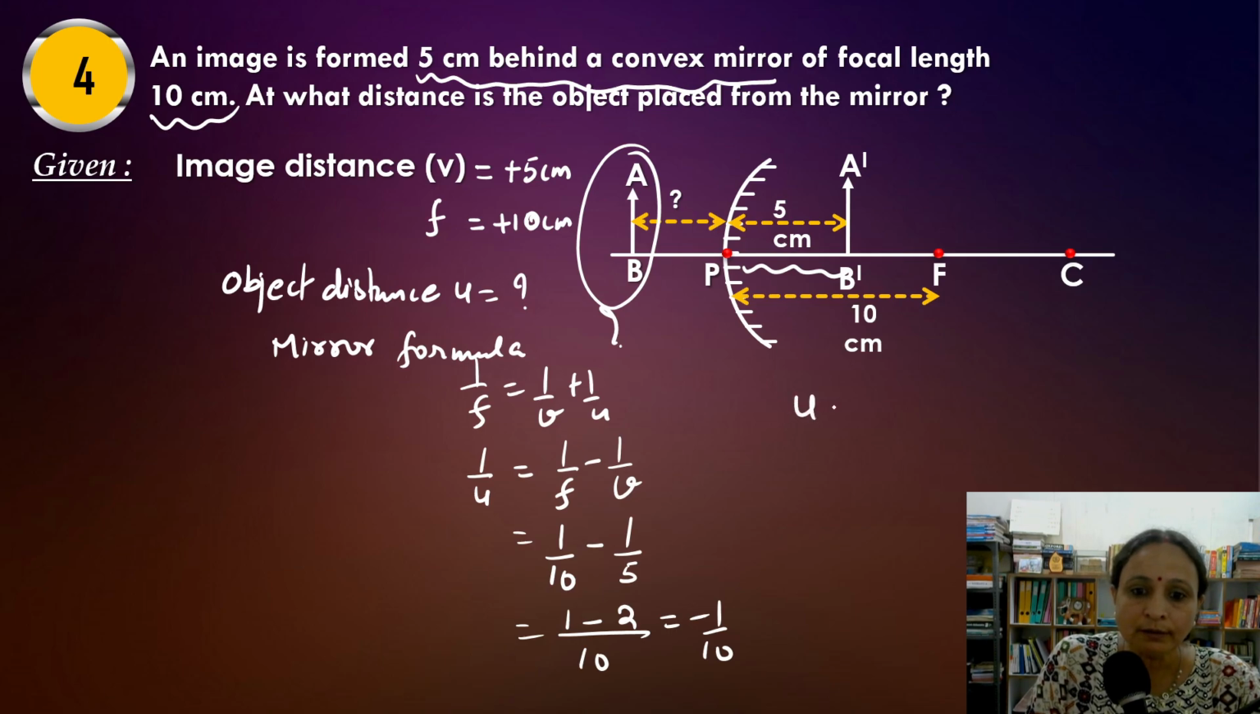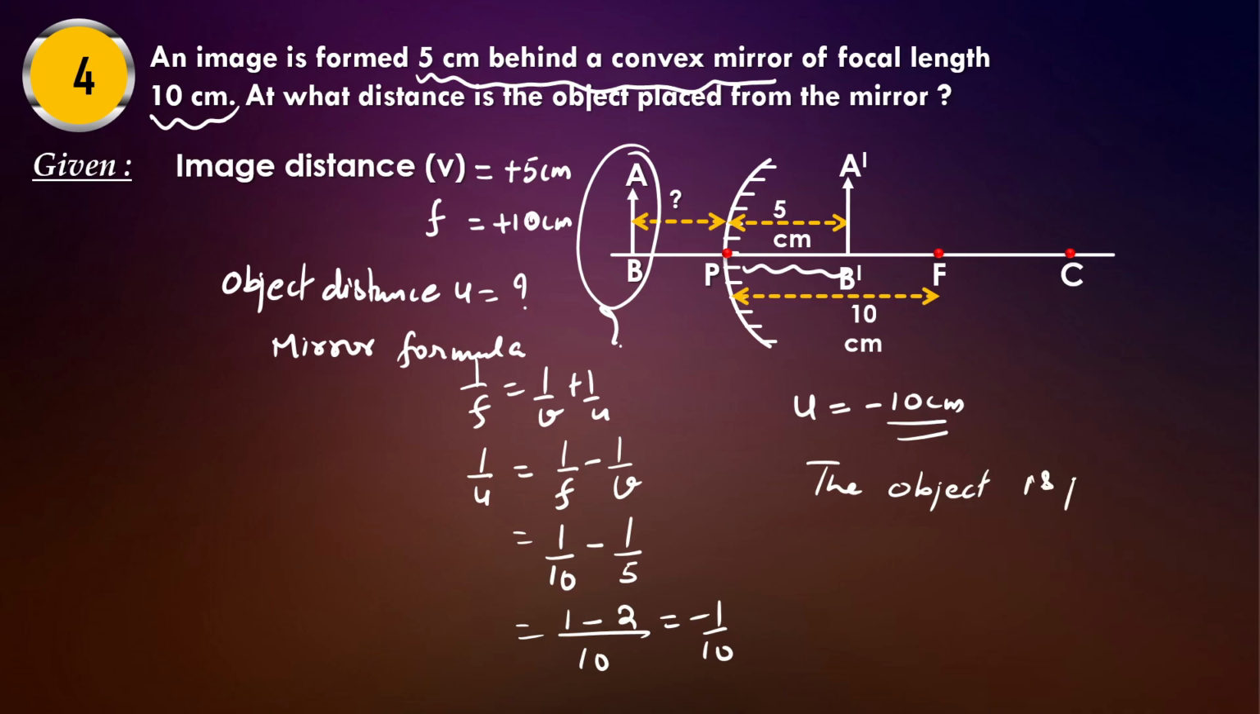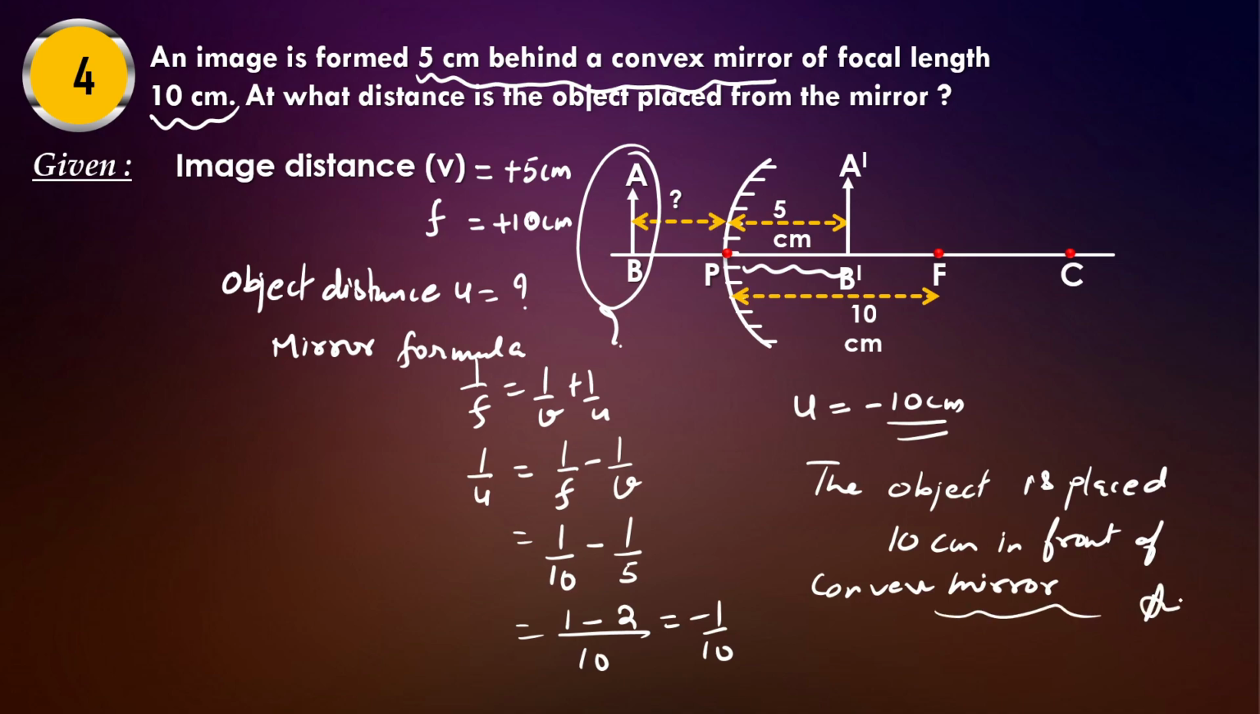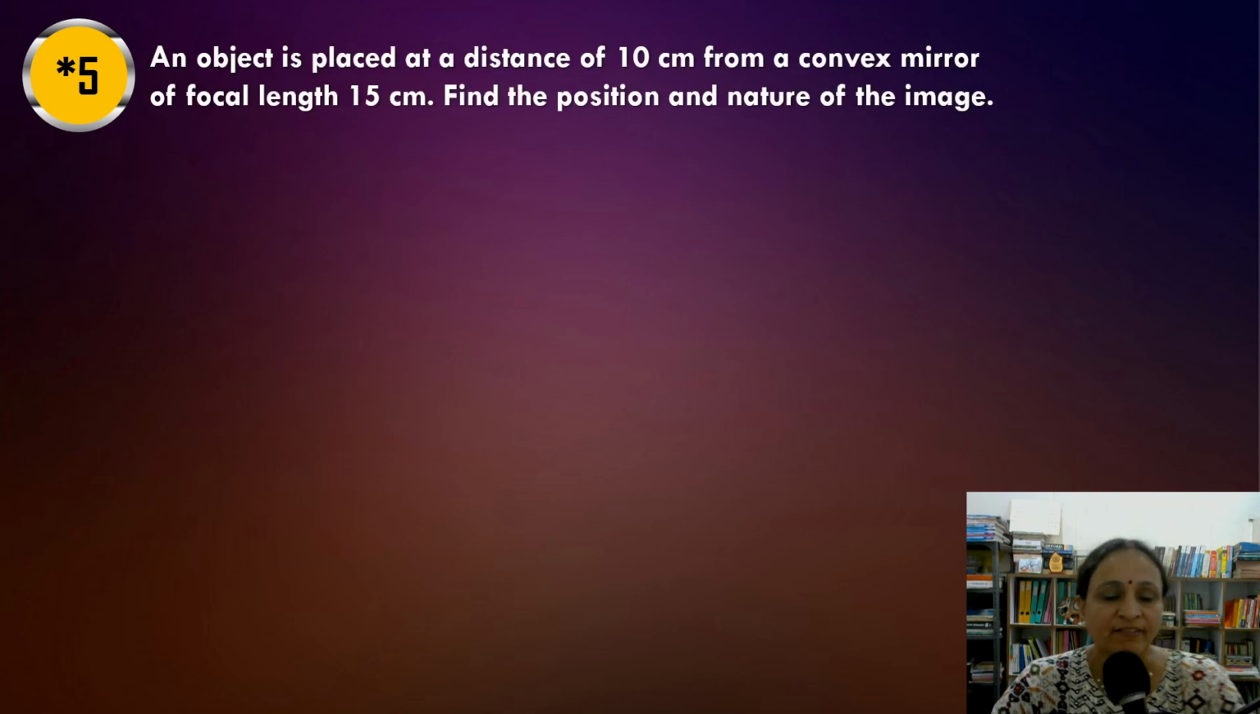So the object distance is minus 10 centimeters. The object is placed 10 centimeters in front of the mirror. To be specific, it is the convex mirror, which is our answer. Got this? Okay. Fifth question now.